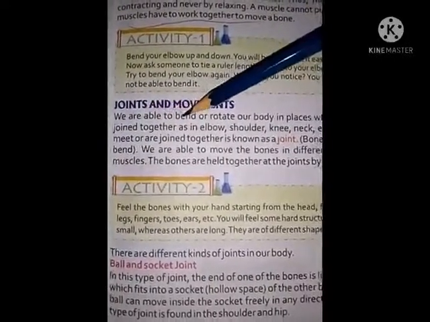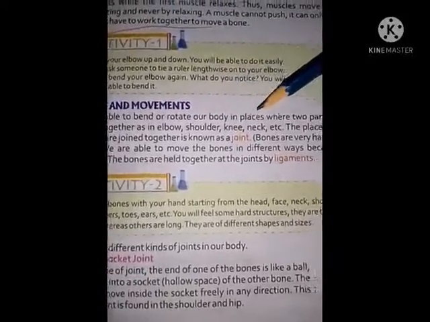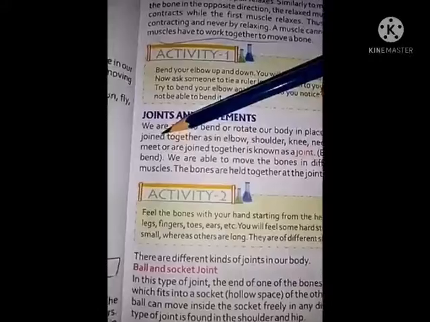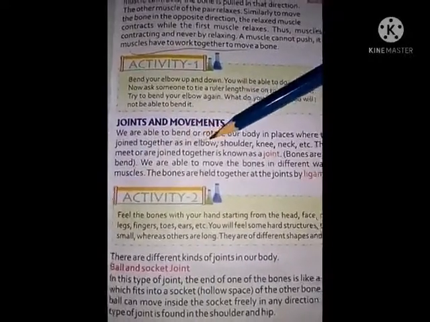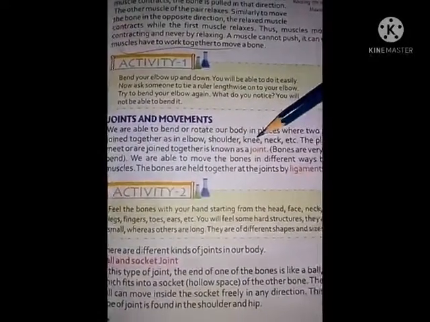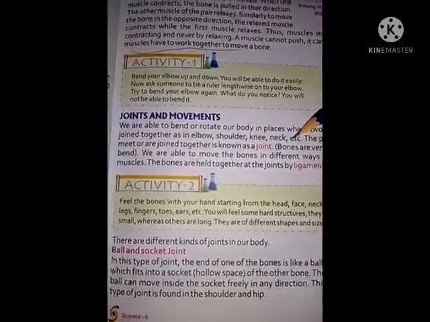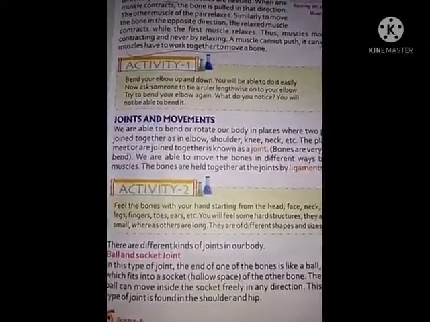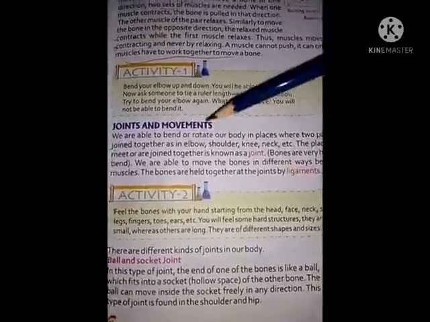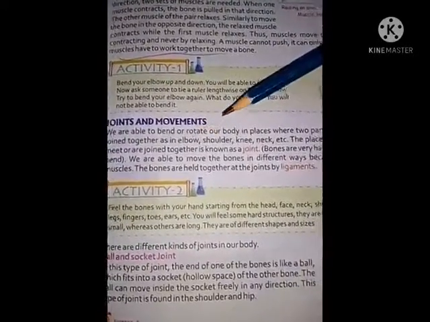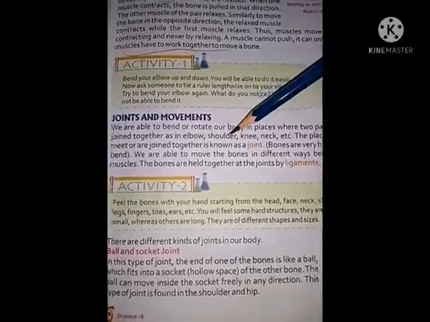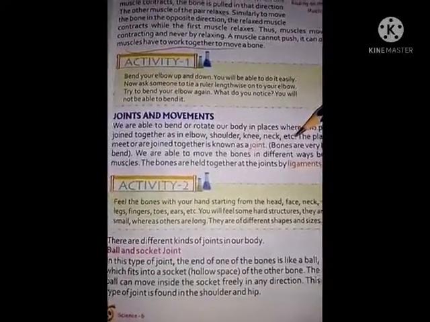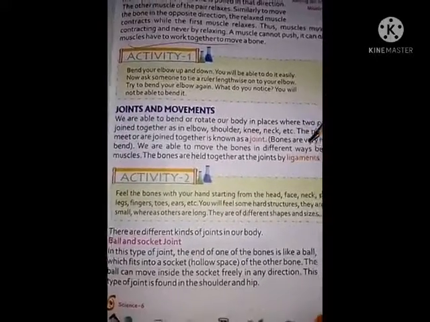We are able to bend or rotate our body in places where two parts of our body are joined together, as in elbow, shoulder, knee, neck, etc. So, we can rotate some parts of our body. Such as elbow, we can move our elbow, shoulder, knee, neck, etc. We can also move our neck. So these are some parts.